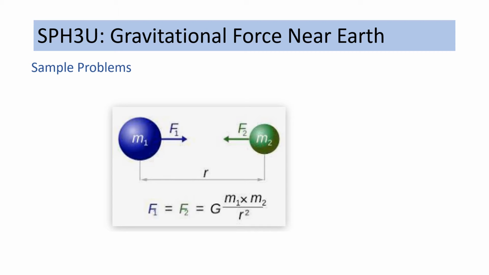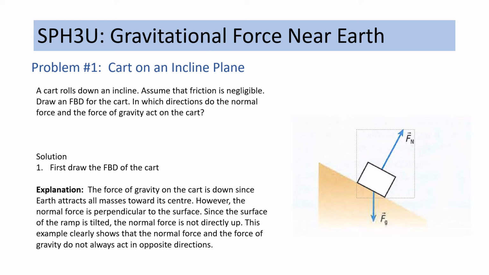Now let's look at some sample problems. Number 1, a car rolls down an inclined plane. Assume that friction is negligible. Draw an FBD for the cart. And I've given you an example.